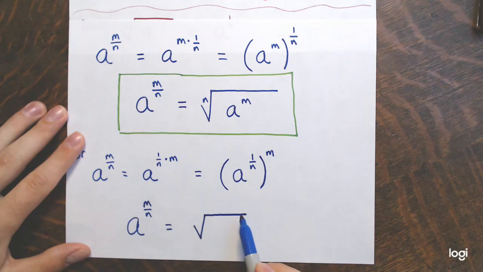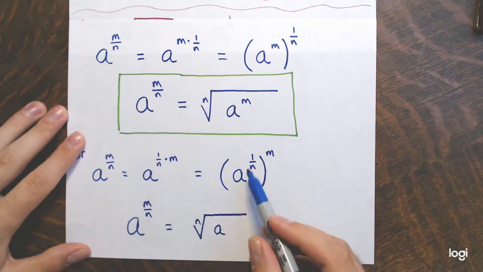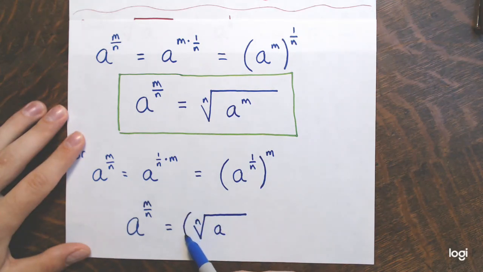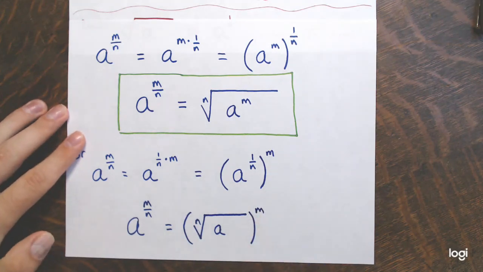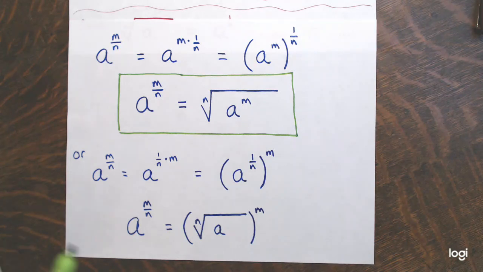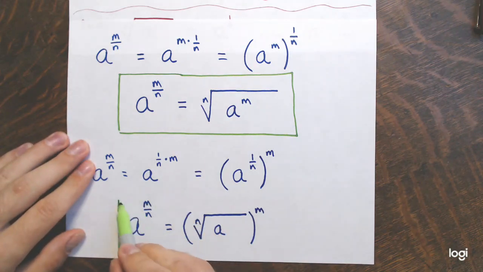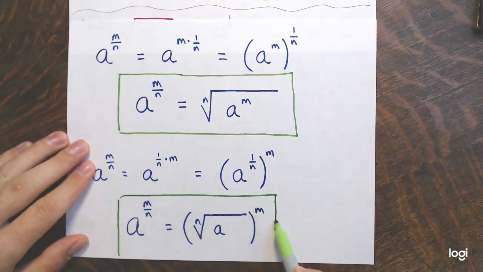A to the 1 over n is the nth root of a, okay? That's a to the 1 over n, and then that to the outside power, to the mth. All right, and this is also good. This is just another way to see the same expression.